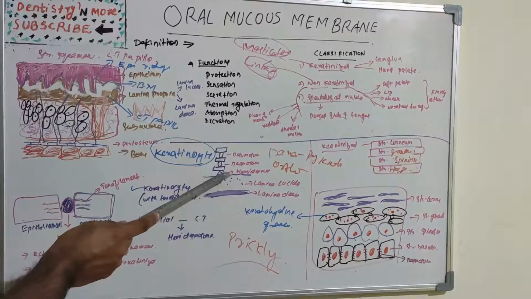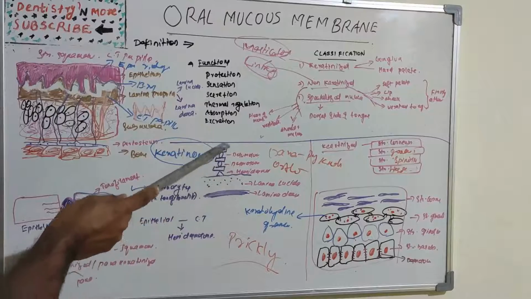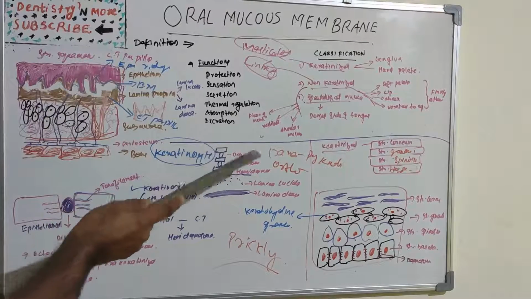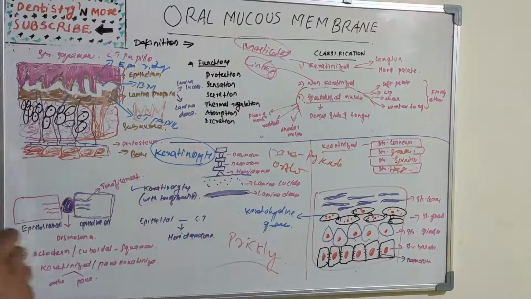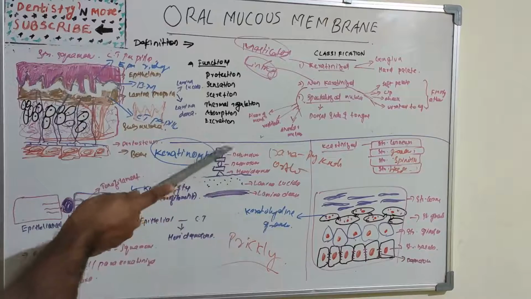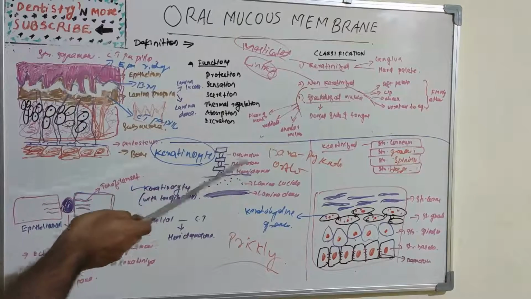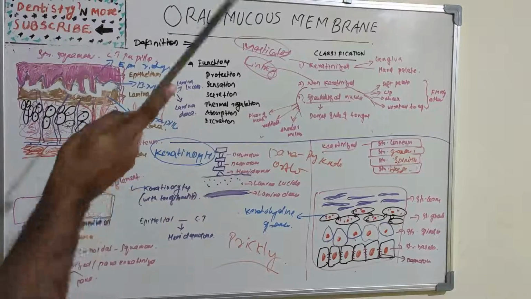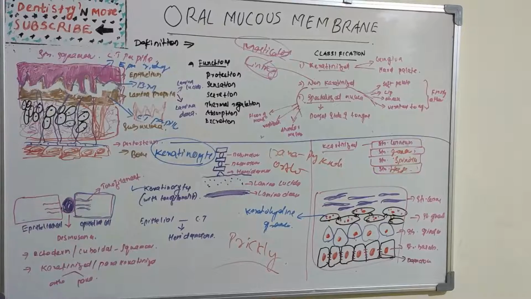Okay, so this is hemidesmosome, this is connective tissue, and this is epithelium, this is epithelium, this is epithelium, and this is epithelium. So you need to visualize it in all sections. Between epithelial cells, we have a desmosome. Between epithelium and connective tissue, we have hemidesmosome.